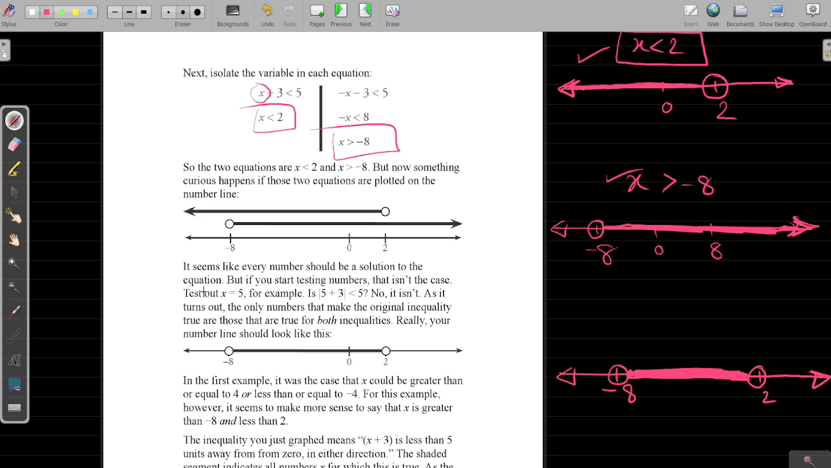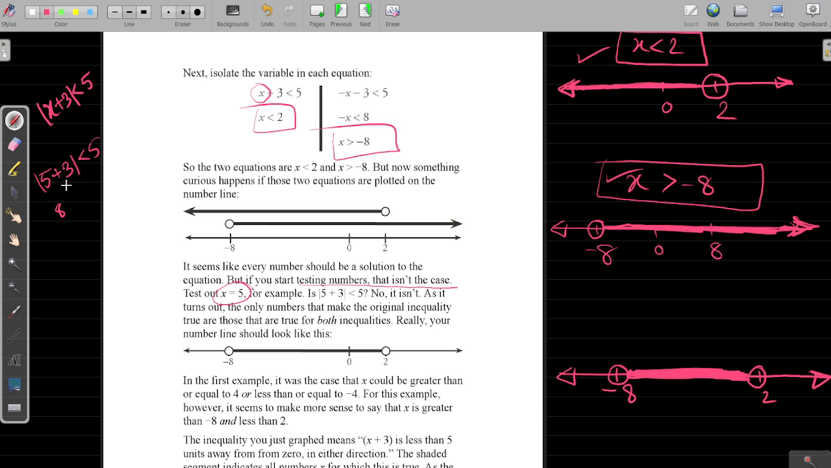So they have given, it seems like every number should be a solution to the equation. But if you start testing the number, it isn't the case. Test x equals 5. If you look at this case, suppose our question is something like that: the modulus of x plus 3 less than 5. Suppose from this inequality, x greater than minus 8, take a number which is greater than minus 8. Here they are assuming 5. Now place this here, 5 plus 3, modulus of this one, and 8.